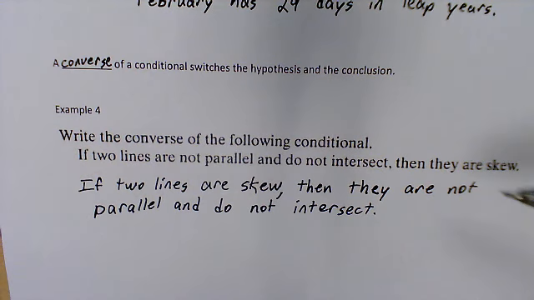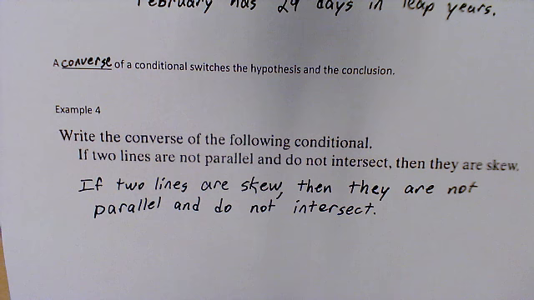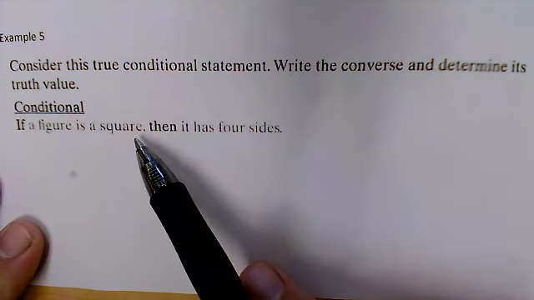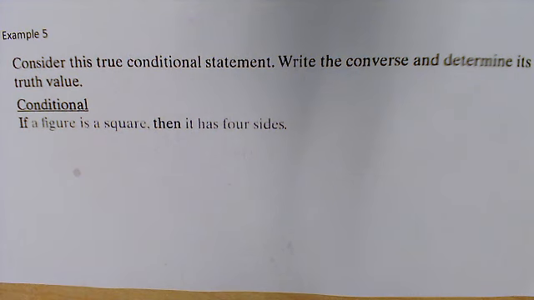Now, what I'm going to get into later in the course is this would be an example of a good definition for skew lines, that they are not parallel and do not intersect. That's because one statement implies the other. When both the statement and the converse are both true, that's a good definition. So you might be wondering, what's an example of a bad definition? Well, here, this is a true statement. If a figure is a square, then it has four sides. But saying a figure has four sides is not a good definition for when it's a square.